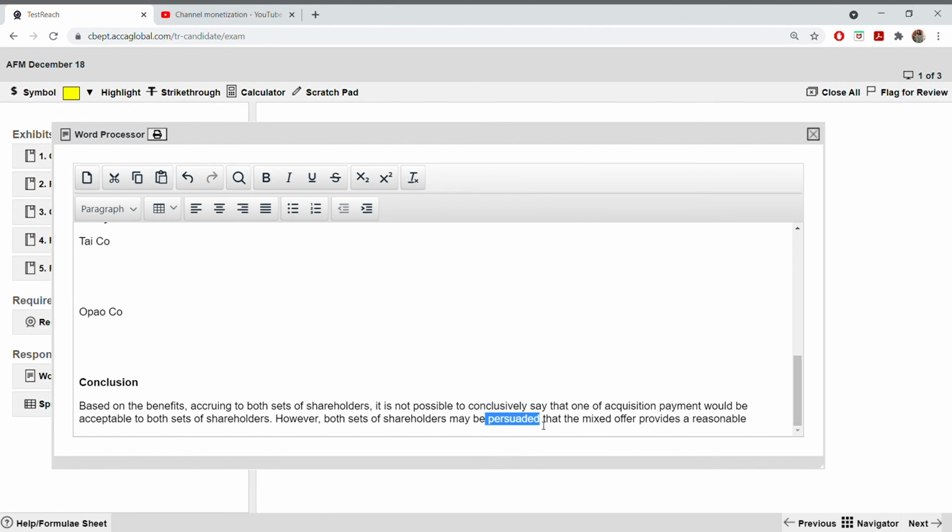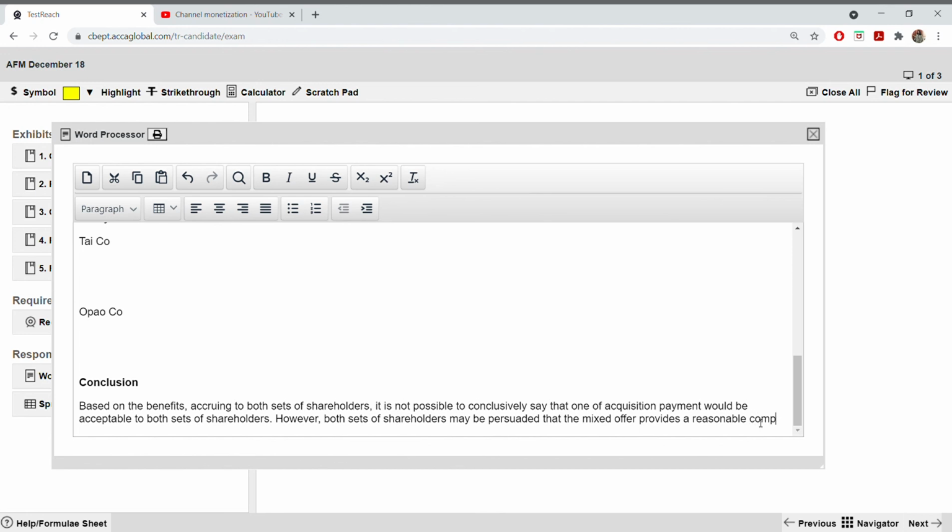You have to use such vocabulary in your conclusion, okay? They may be persuaded. You are not saying they are or they have to use this. No, you are saying they may be persuaded that the mixed offer, okay? Any one you have to select and say it provides a reasonable. You are not giving a firm authority or a firm answer. That's the nature of AFM. You can never give a firm answer. Whenever a conclusion or recommendation is asked, you always have to use these words. They may be persuaded, it may be, it provides a reasonable something, okay? Even in audit, you never provide 100% assurance. You provide reasonable assurance only. So same for the report in AFM also.